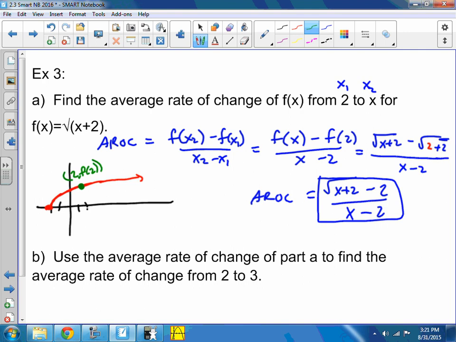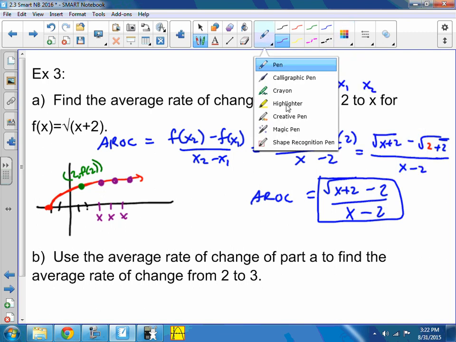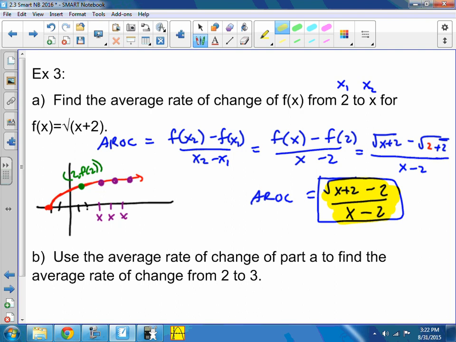And then we're going to go from here to any other point we want. So say this purple one, or this purple one, or this purple one. And as we choose different x's, the formula that we wrote here, this formula that we just created, its job is to calculate the slope of a line.